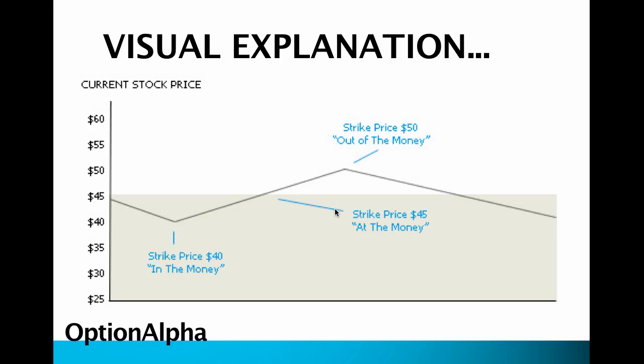If we have a call option with a strike price at 45 and the stock is trading right at 45, then our strike price is at the money. It's right at the market price. And if we have a strike price of 50 and the stock is trading at 45, then our strike price is considered out of the money. It's not making any money if we were to go to expiration right today.